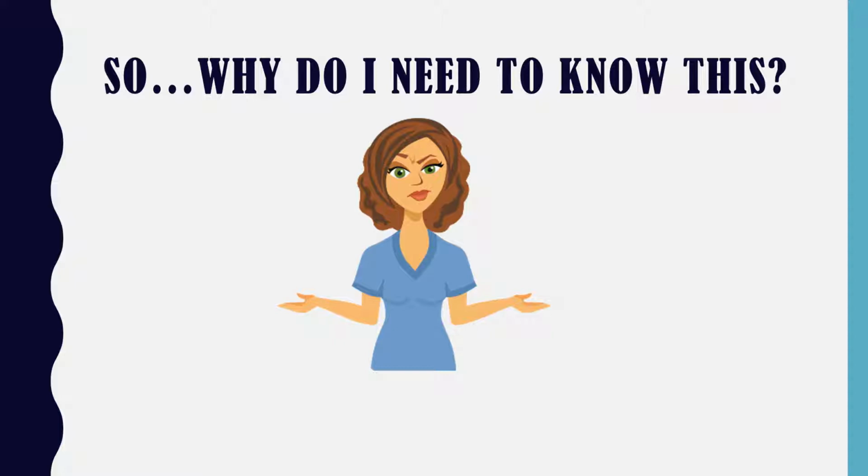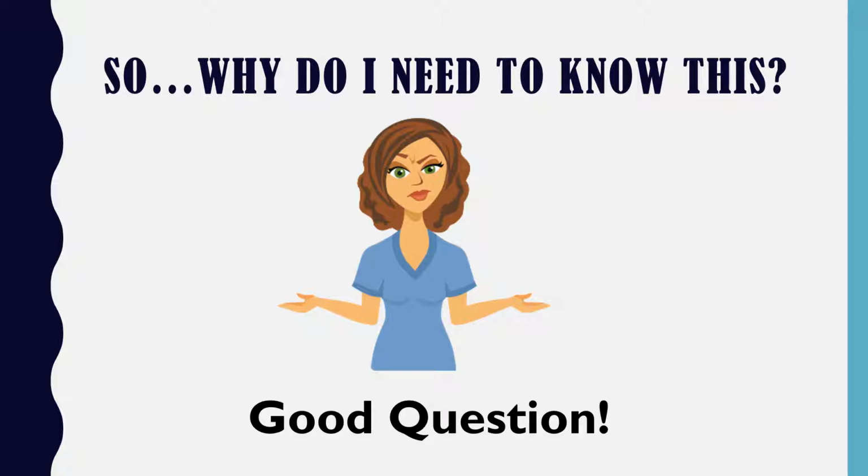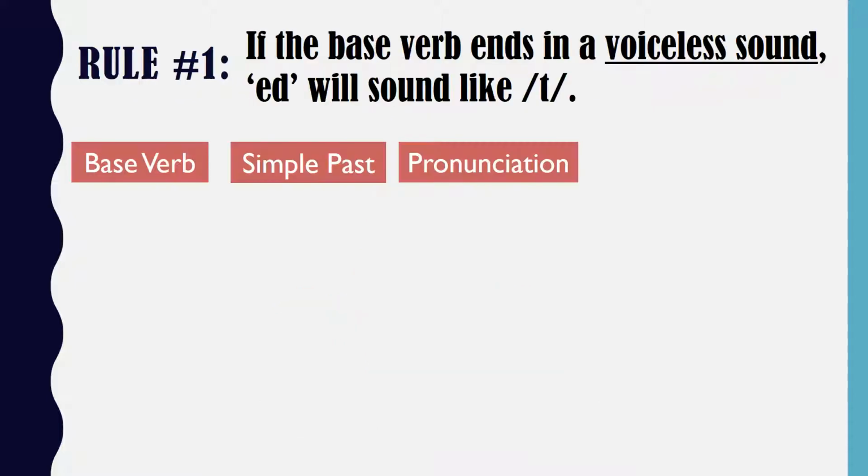Now that you understand the basic idea behind voiced and voiceless sounds, you might be wondering, why do I need to know this for past tense pronunciation? Good question. Let's find out. As we already know, ed can be pronounced 3 ways, like t, like d, and with an extra syllable, id. The first rule for regular past tense pronunciation is that if your base verb ends in a voiceless sound, the ed ending will sound like t.